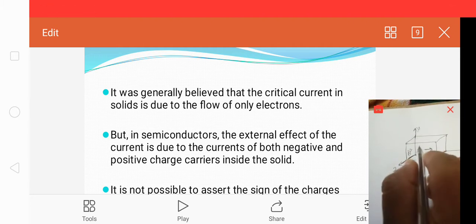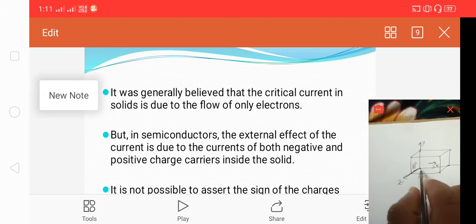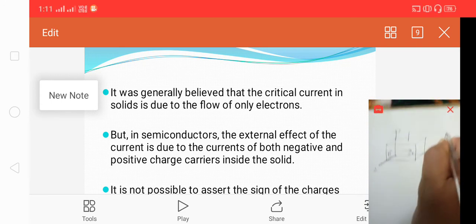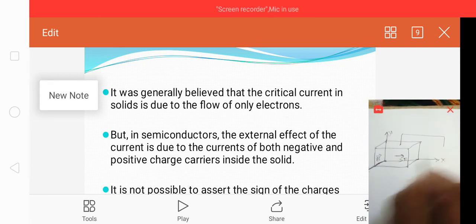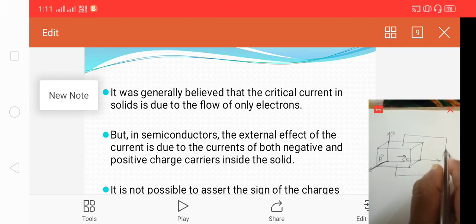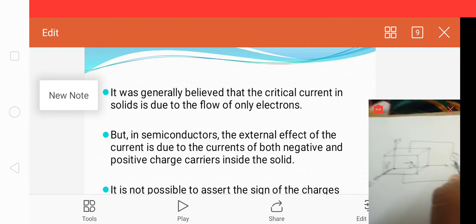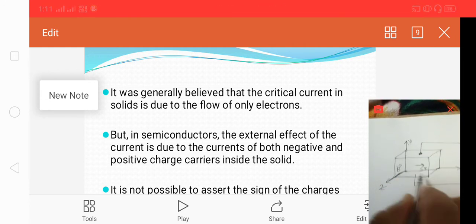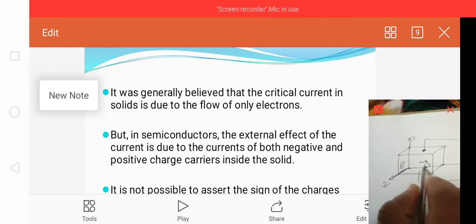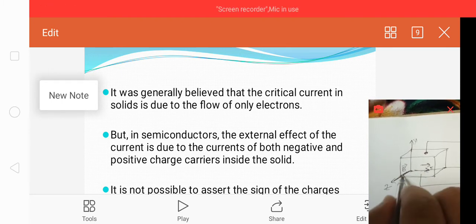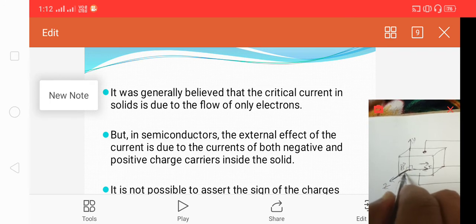Then along y direction, there should be some voltage generated. This voltage is said to be Hall voltage. For example, if I say this is the bottom face and this is the top face, for these two we are connecting a voltmeter. So we can estimate the voltage through this voltmeter. Current is passing in x direction, and this is the magnetic field direction. These two are perpendicular. X is perpendicular to y, y is perpendicular to z, and z is also perpendicular to x.